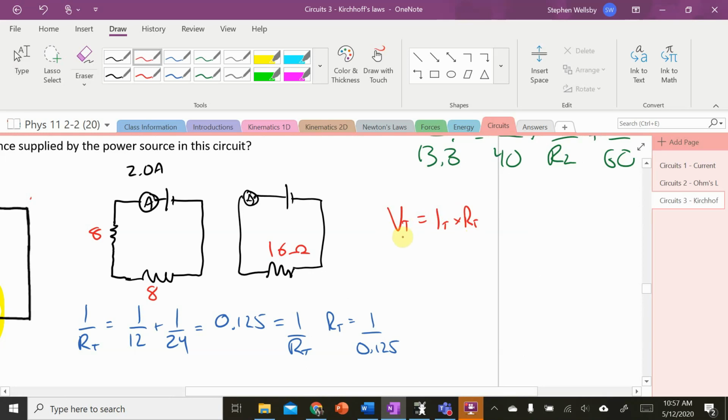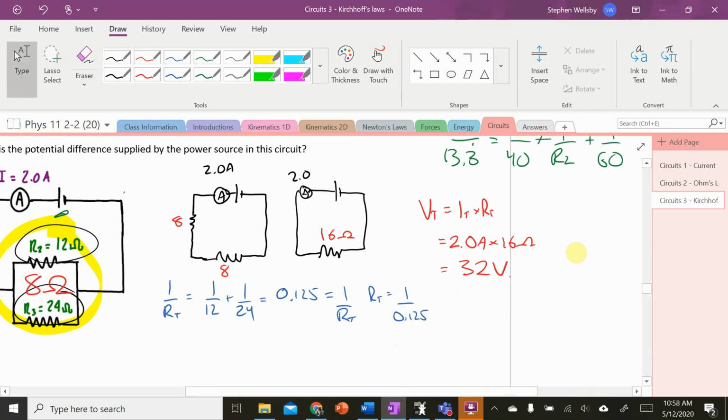So this Ohm's law is true for entire circuits just as much as it's true for individual components. So in this case here, the I total is 2 amps and the resistance is 16 ohms. And so this is going to be a 32 volt power supply. Okay, that is number 3.